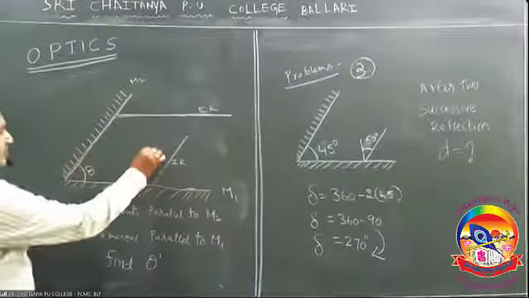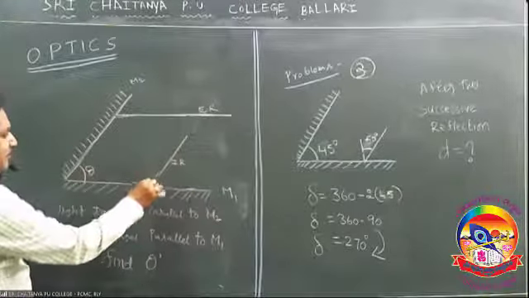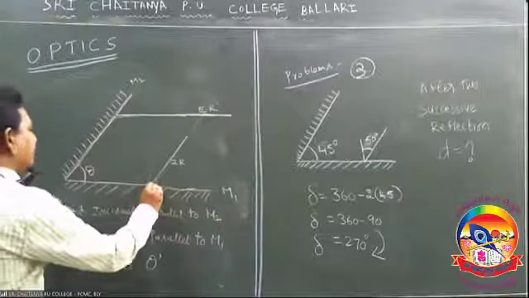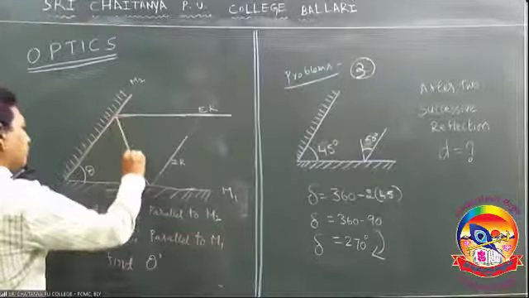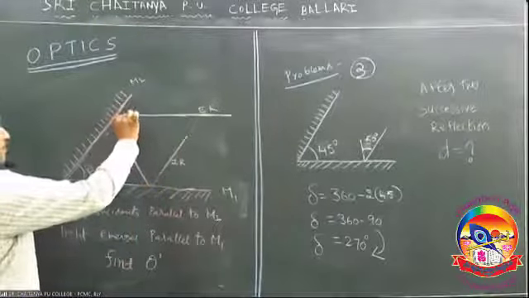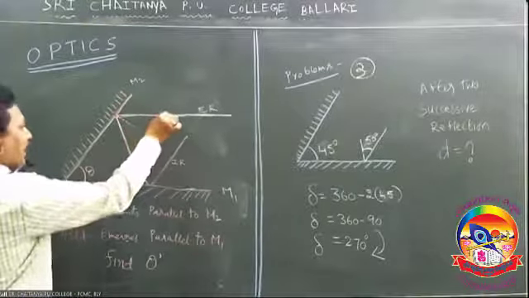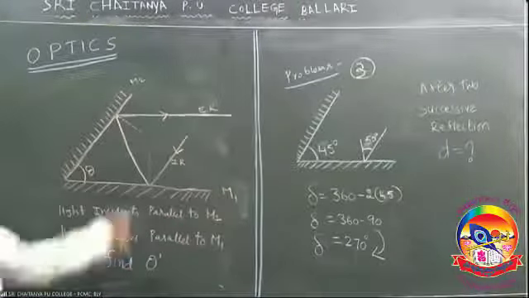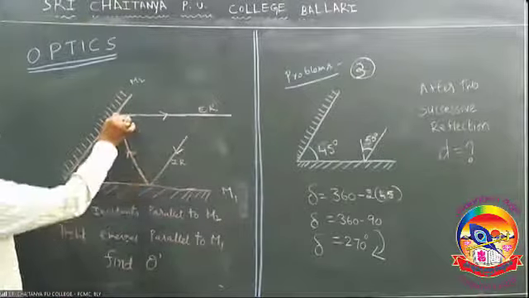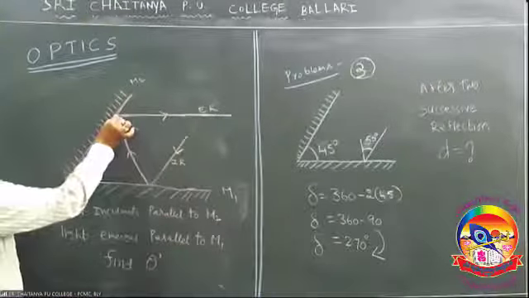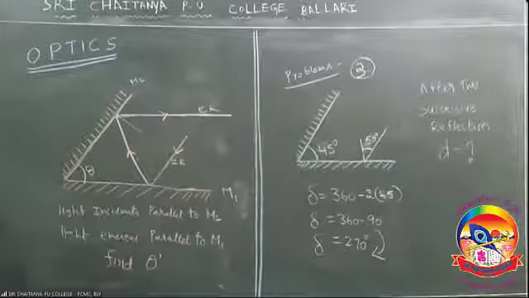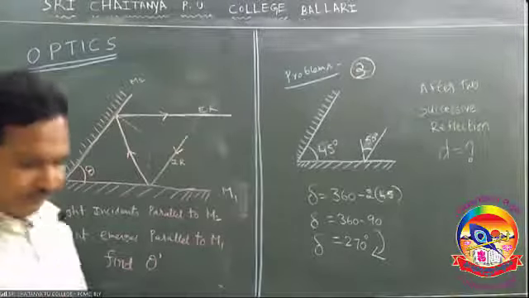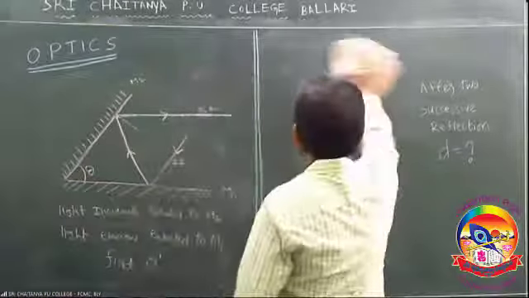So draw the normal. So it is reflected. Once again, normal. This is the final ray. The light ray falls like this on the first mirror, is reflected, goes to the second mirror, falls on the second mirror, and is once again reflected. Very easy. Simple geometry.